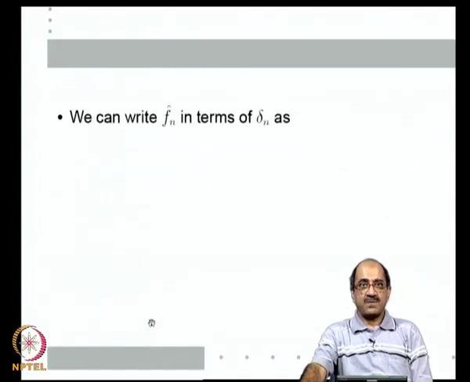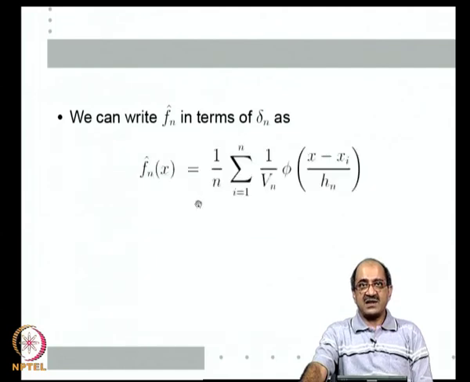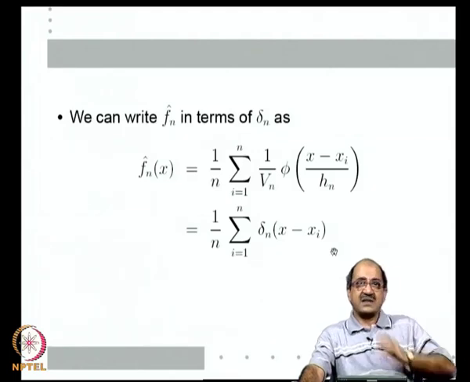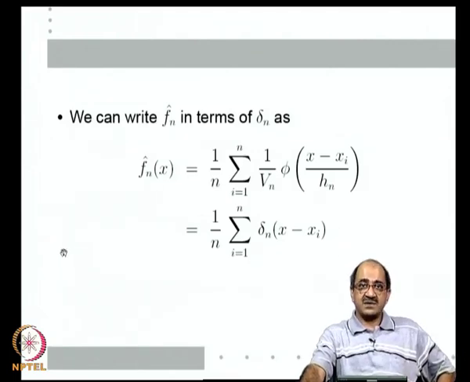So, we can write f hat in terms of delta n as f hat n earlier is 1 by n, sum of 1 by V n phi of x minus x I by h n. I said earlier, the reason I kept this 1 by n outside has a purpose, because now I can put this as delta n. I can write this as 1 by n, sum of delta n of x minus x I. So, this is my estimate in terms of delta n.